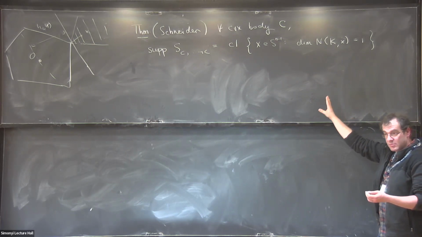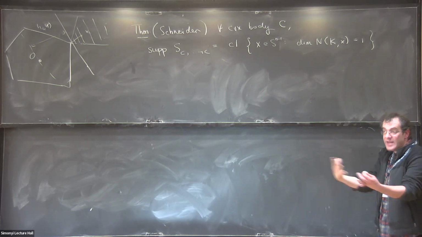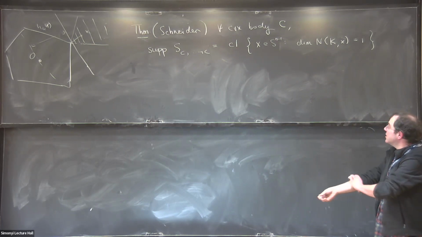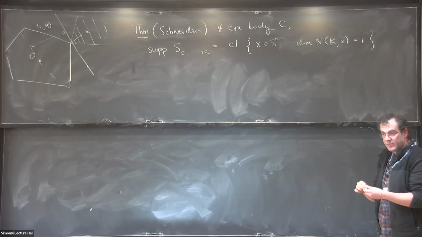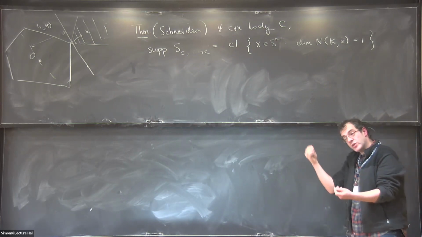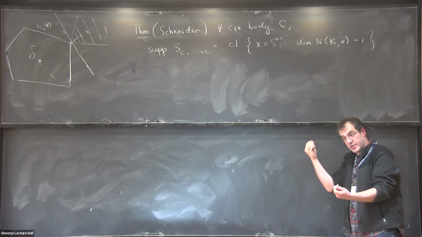And we're saying this is true for any convex body, no matter how non-smooth, as long as you take the closure. Of course, now you don't have facets, but you still have regular points of the body, which have normal cones of dimension one.